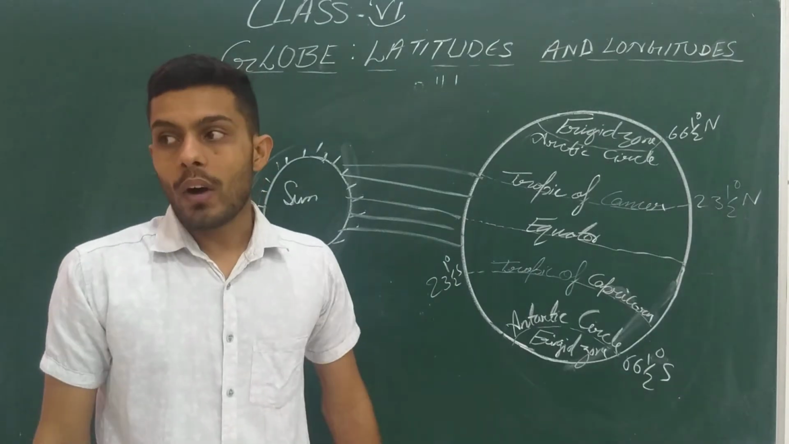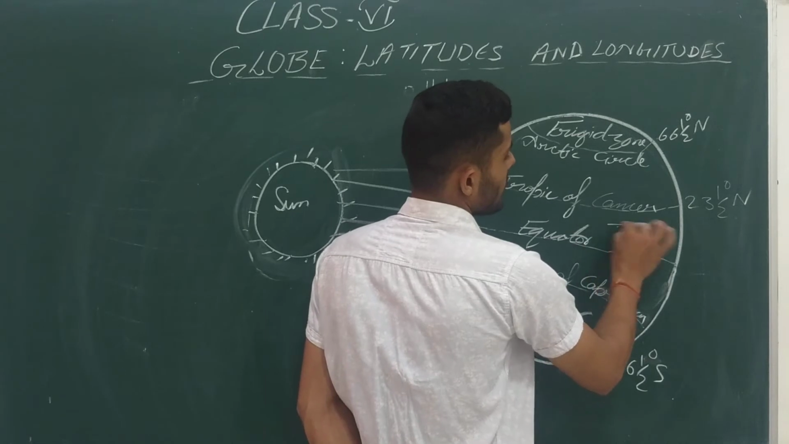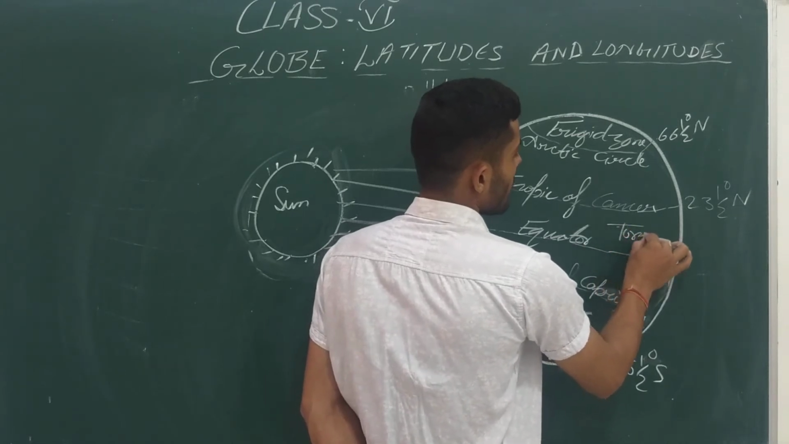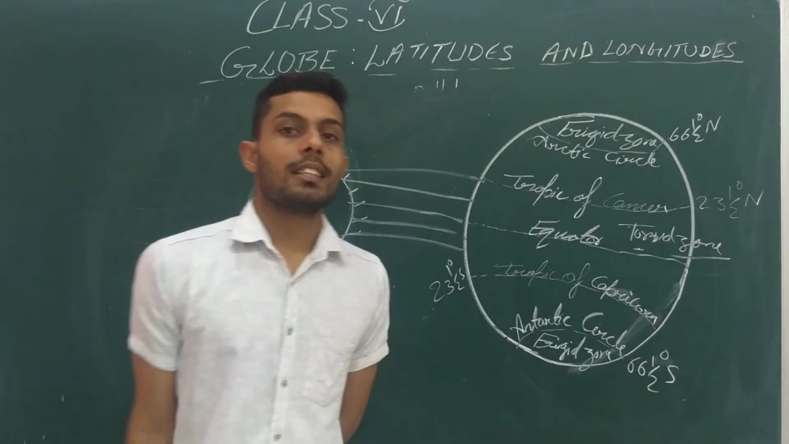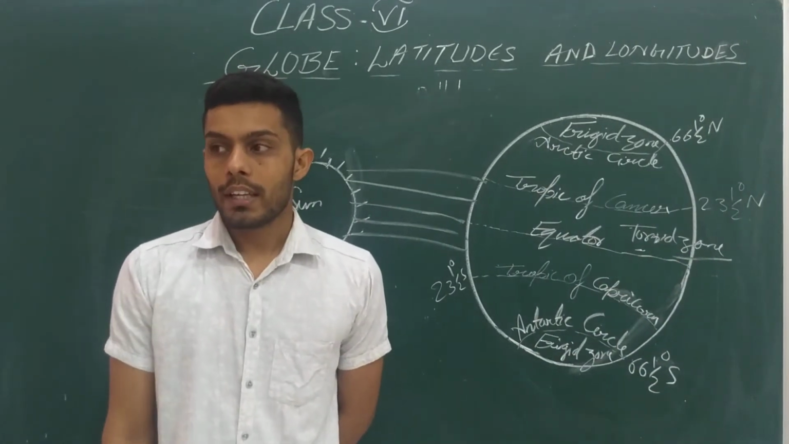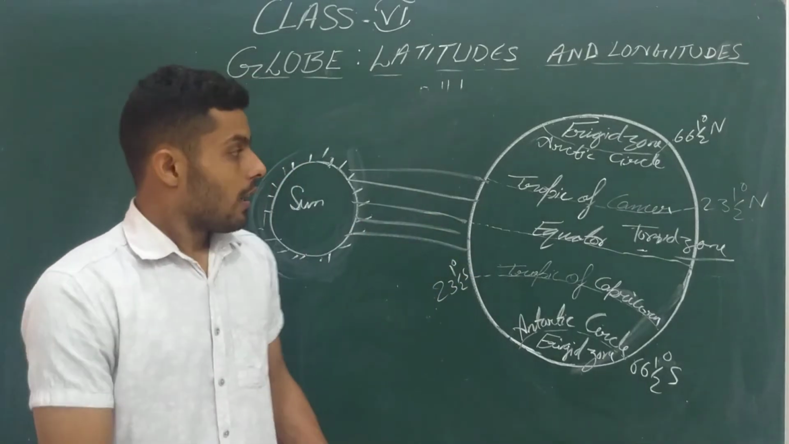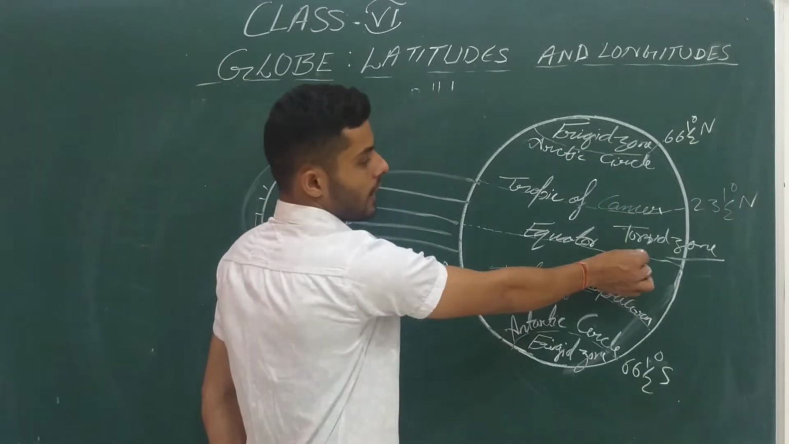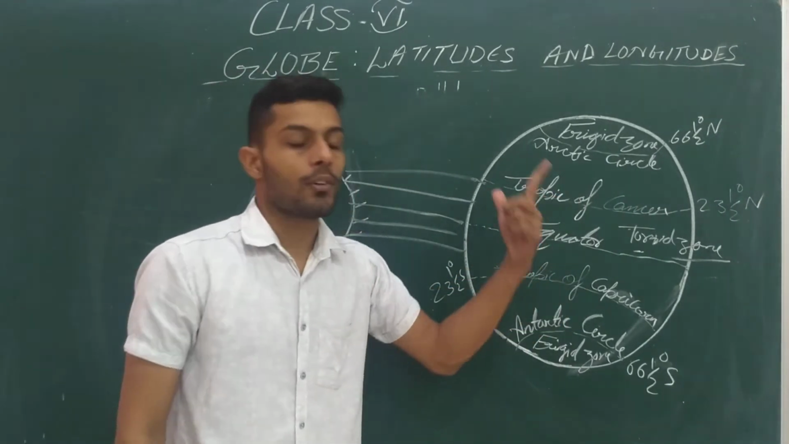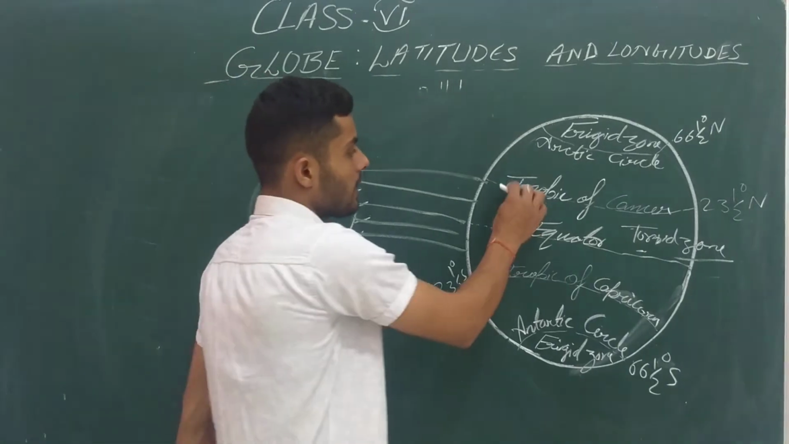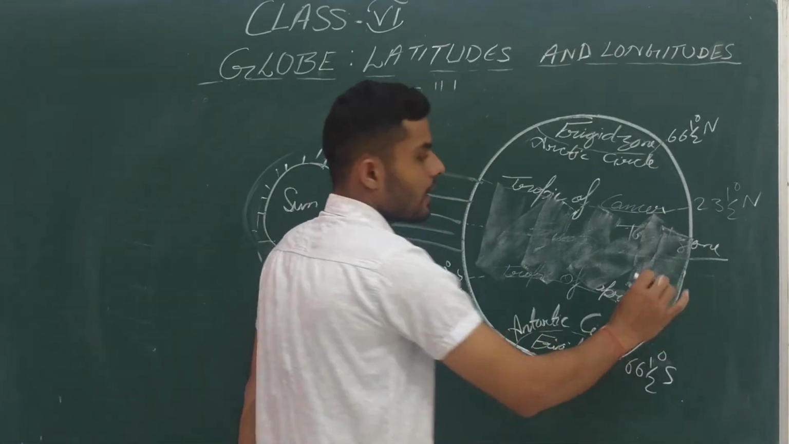Got it, beta? So what is this known as? This is known as the torrid zone. Why torrid zone? Because this receives the maximum amount of heat from our sun. The torrid zone is the area between the Tropic of Cancer and the Tropic of Capricorn. This whole region is known as the torrid zone.